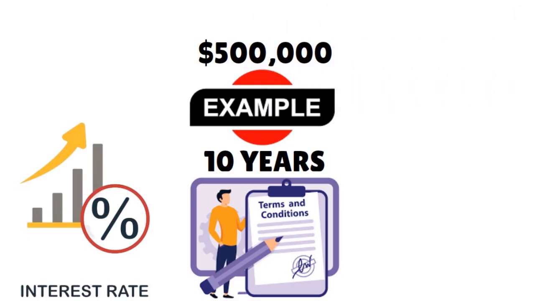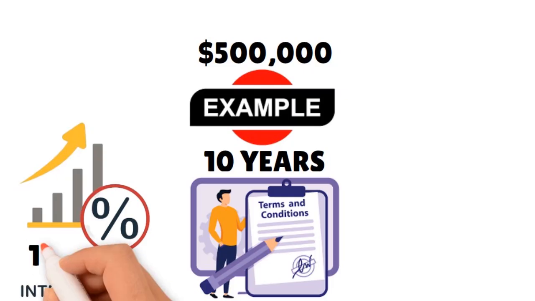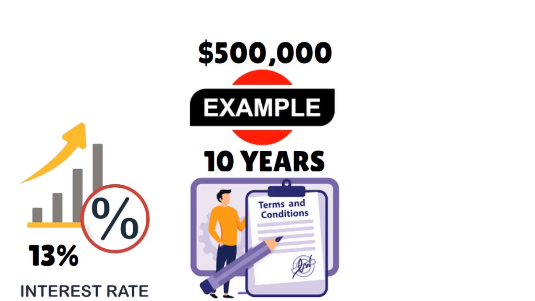Let me give you an example. Let's say a bank is telling you they're charging you an interest rate of 10%. But when you actually look at the APR number, you'll see that it's 13%. So the delta between the interest rate and the APR tells you there are a lot of hidden fees. So you go back and read the loan offer.